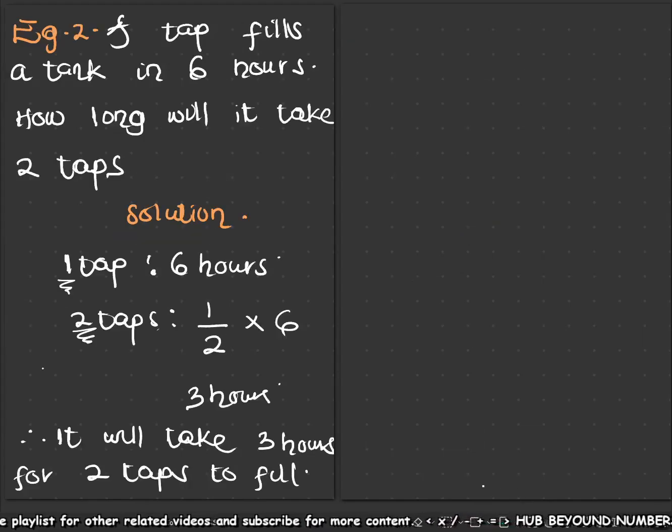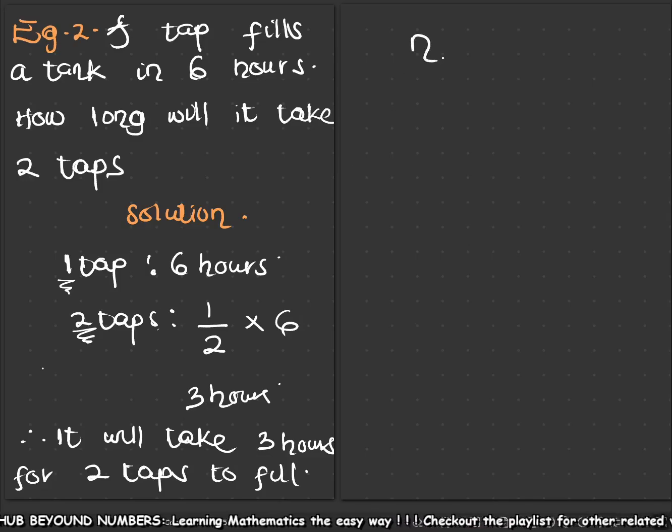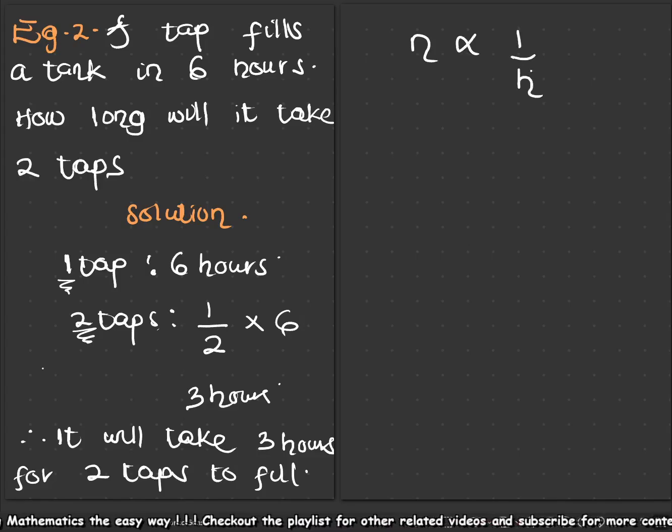Now, what if we actually want to use the constant of proportionality or the inverse proportion method? So we say, let n be the number of taps. So the number of taps n is inversely proportional to what? The hours it takes to fill it, right? Because as the number of taps increases, the number of hours reduces. You see, that is an inverse proportionality there.